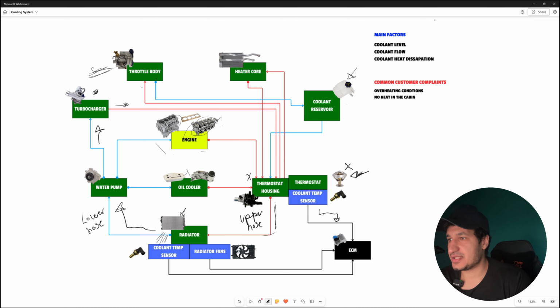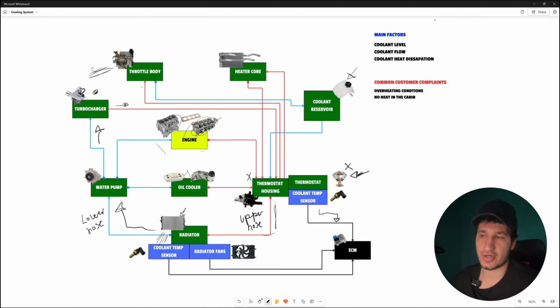And then the coolant finds its way back into either the thermostat housing or the coolant reservoir. I just put it in the coolant reservoir because that's the card that I was looking at. So that's the setup here. And when it reaches the coolant reservoir, the cycle continues again.